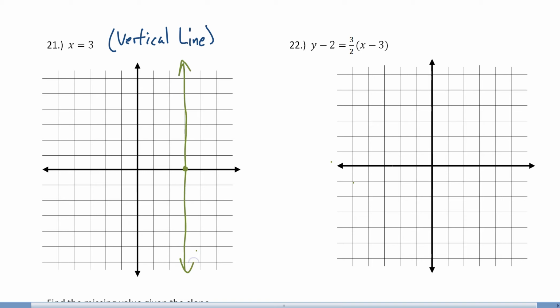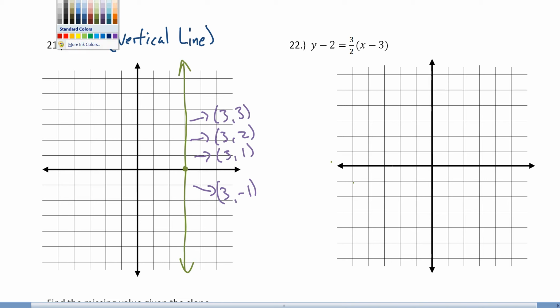Okay? And when we draw this thing, again, think about the ordered pairs that are on here. This is why this is x equals 3. When you think about this ordered pair, it's the ordered pair (3, 3). And you think about this ordered pair, it's the ordered pair (3, 2). This is the ordered pair (3, 1). Down here, that's the ordered pair (3, -1). When you look at the x value on each of these, it's always 3. That's why this is the equation x equals 3. Okay? And then this last one in terms of graphing, this is in point-slope form.